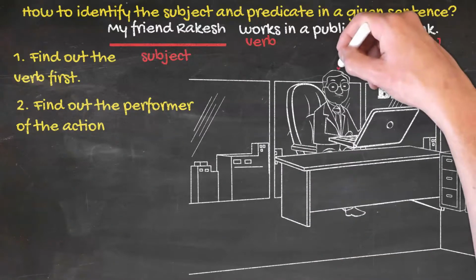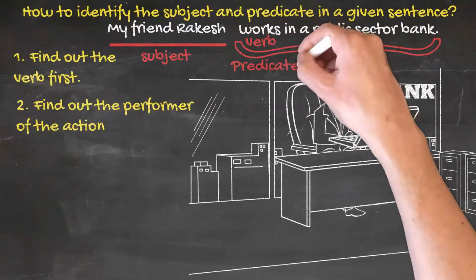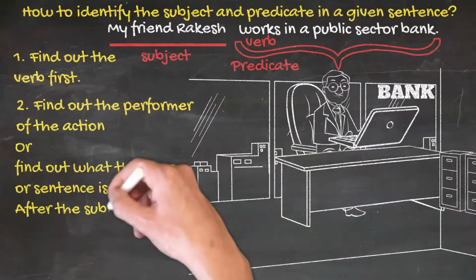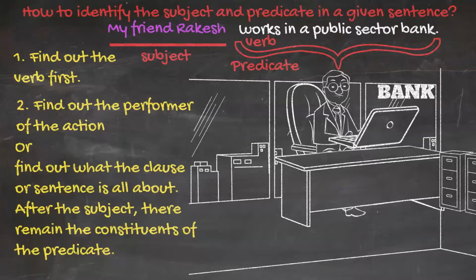If the verb is not an action verb, check what the clause or sentence is all about. The sentence must say something about a place, person, or a thing, and that is the subject. After separating the subject and its parts, what remains is nothing but the predicate.